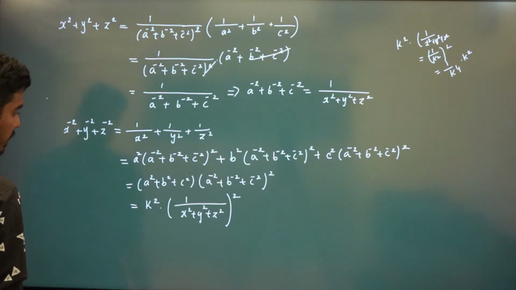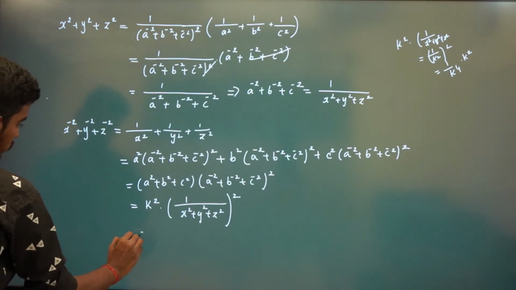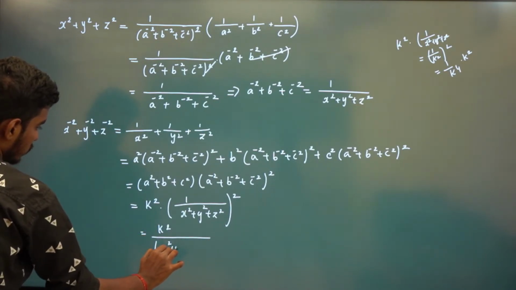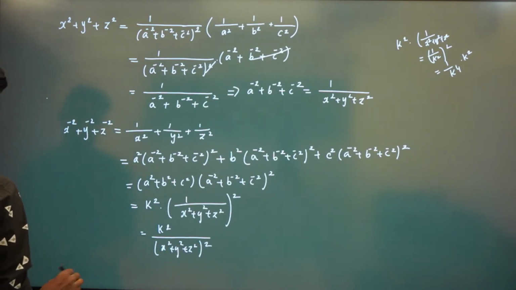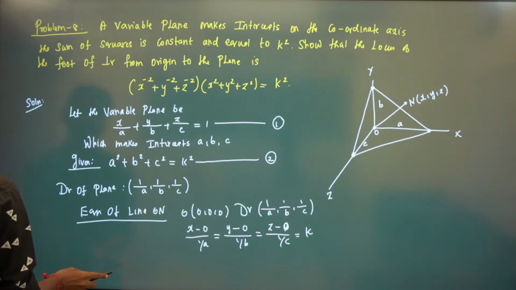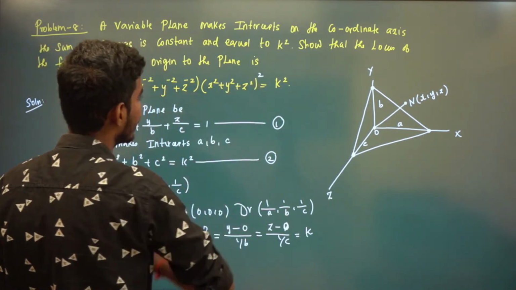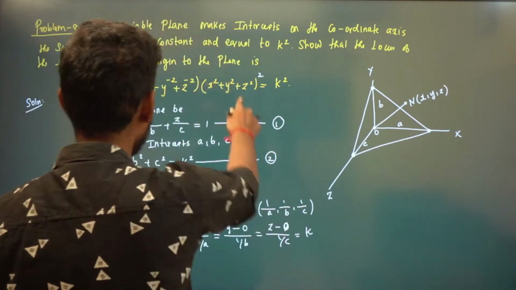Yes, sir. I think I got the answer. So this is a square divided by x square plus y square plus z square whole square. Okay, the question is whole square. Sorry, that is what I missed. I think I got the answer there itself. Sorry, the question is whole square.